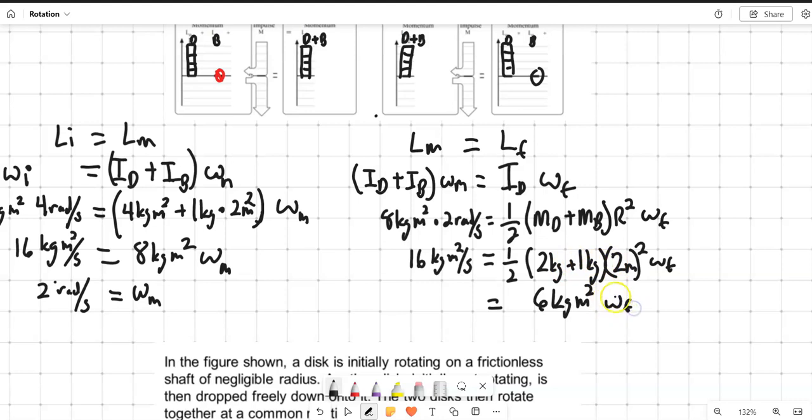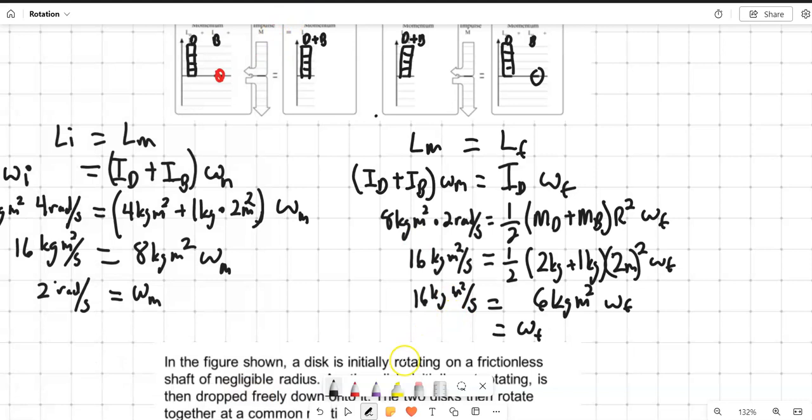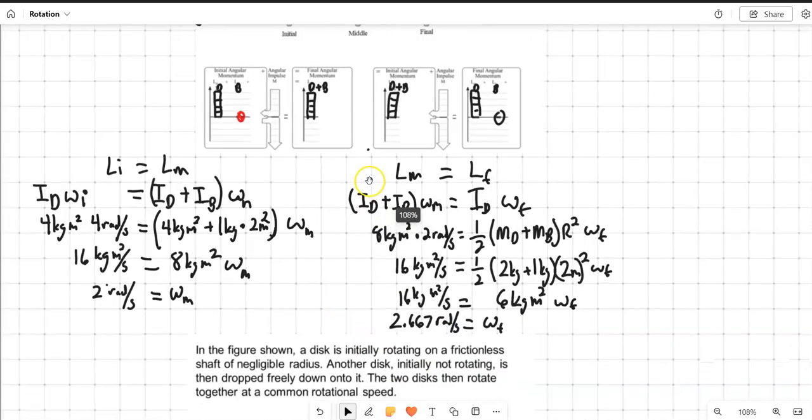Cool, omega final. And this is 16 kilogram meters squared per second on this side. So now, to solve for omega final, this 16 is going to be divided by 6. So I'm going to pull out my calculator. 16 divided by 6 equals 2.667 radians per second. So here's what this means.